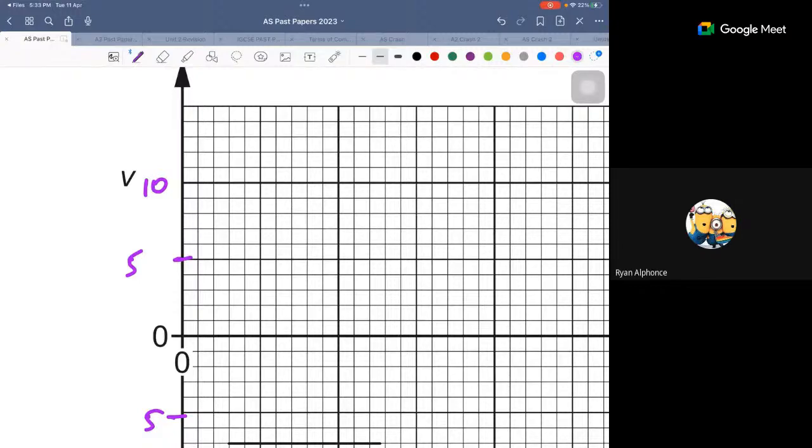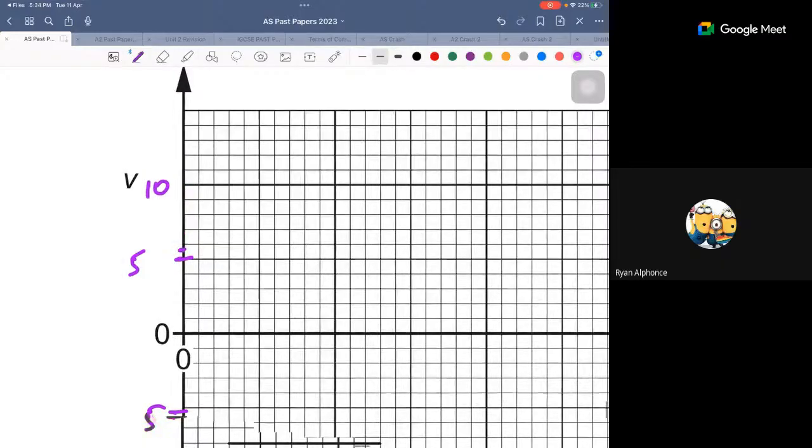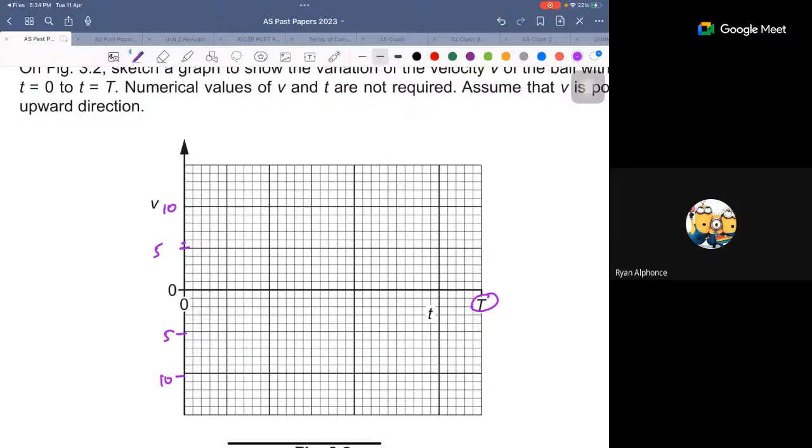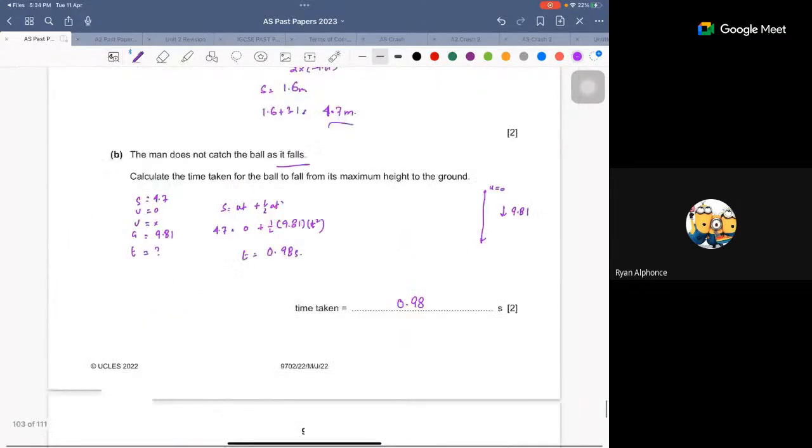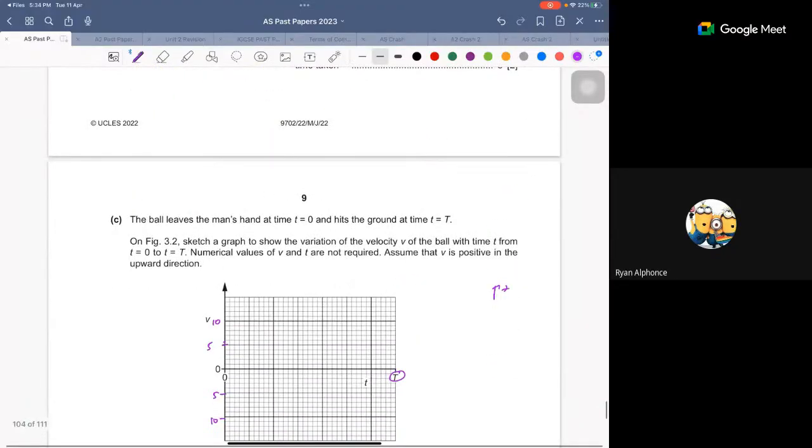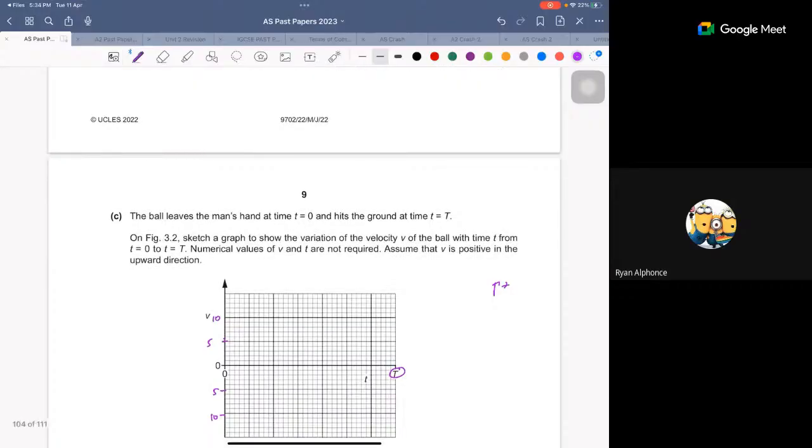Anyway, so we're going to look at 5.6. 5.6 will be, this will be 6, 7, 8, 9, 10, right? 5.6 will be somewhere in the middle here. And we don't know the last velocity, right? We don't really know that. We have to find the velocity at time t, I think. But it says numerical values are not required. Okay, then we don't have to.